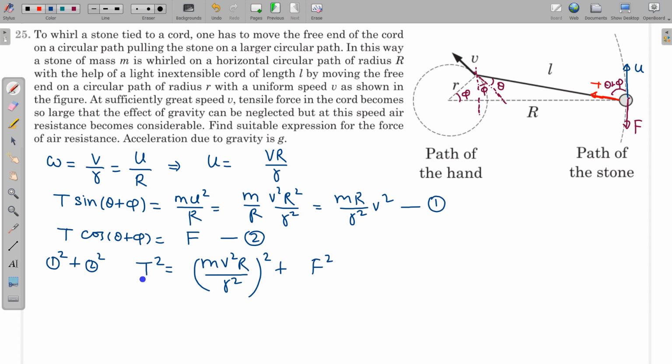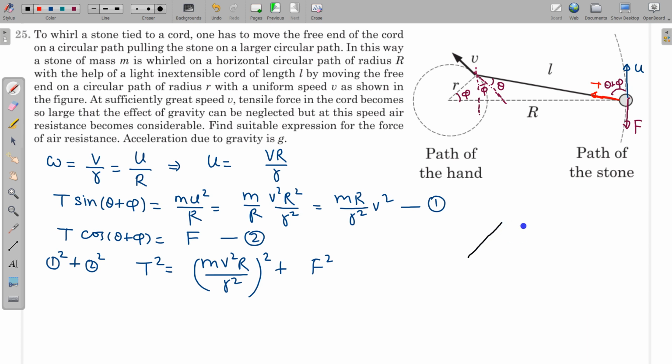So now our focus is to find the tension in the string. To find the tension, I can use this equation: T sin(theta plus phi) is equal to this. From this equation I need to find the tension, and for that I need to find sin(theta plus phi). This length is also given, so I am going to use this geometry. Okay, so how to use this geometry? Let us make the diagram.